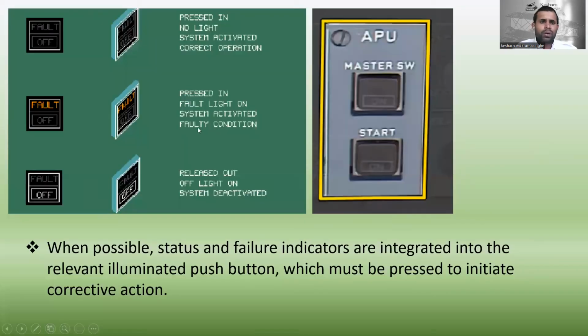You can see these two pictures. When possible, status and failure indicators are integrated into the relevant illuminated push button, which must be pressed to initiate corrective action. Here: pressed in, no light, system activated, correct operation. It means in this push button we pressed in, the system is activated correctly, so there's no fault and no light. And pressed in, fault light on, system activated, faulty condition. It means if we pressed in this button but there's a fault, then the fault light is illuminated.